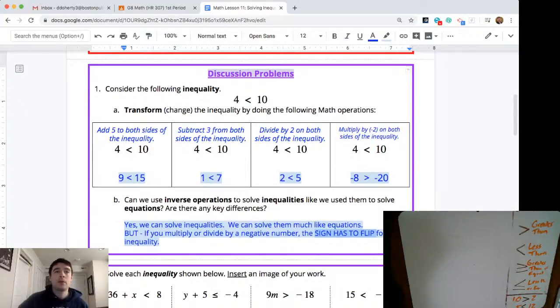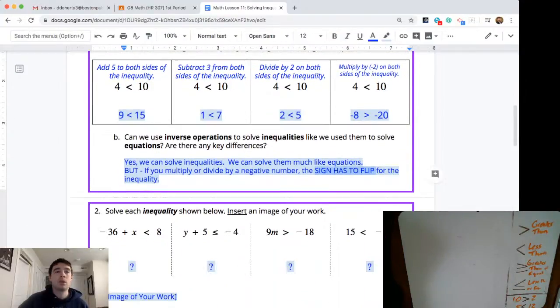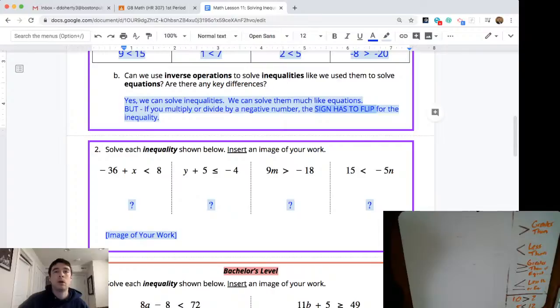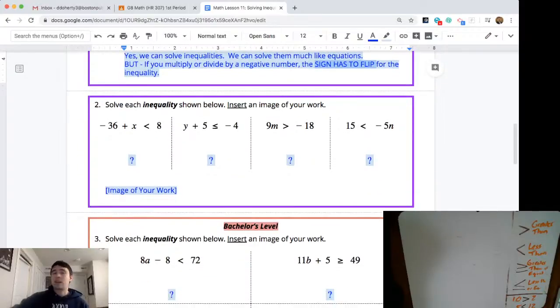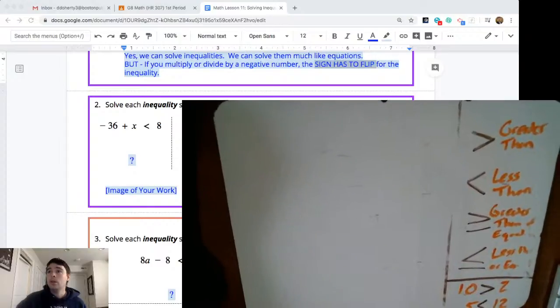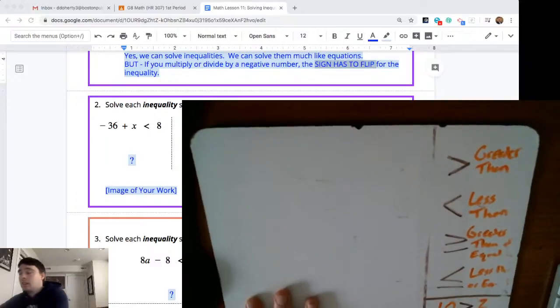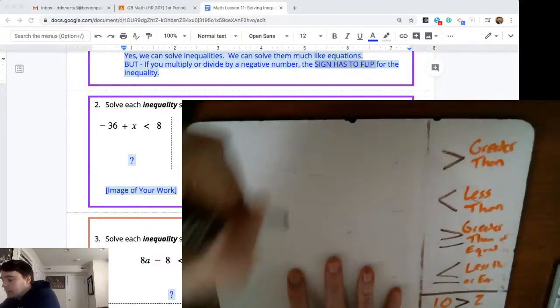So with that in mind, we're going to go into now solving some inequalities, getting the variable all by itself, so we actually know the solution set to the inequalities. The first one, and I'm going to go ahead and make my whiteboard larger here as we work through, says -36 plus x has to be less than 8.